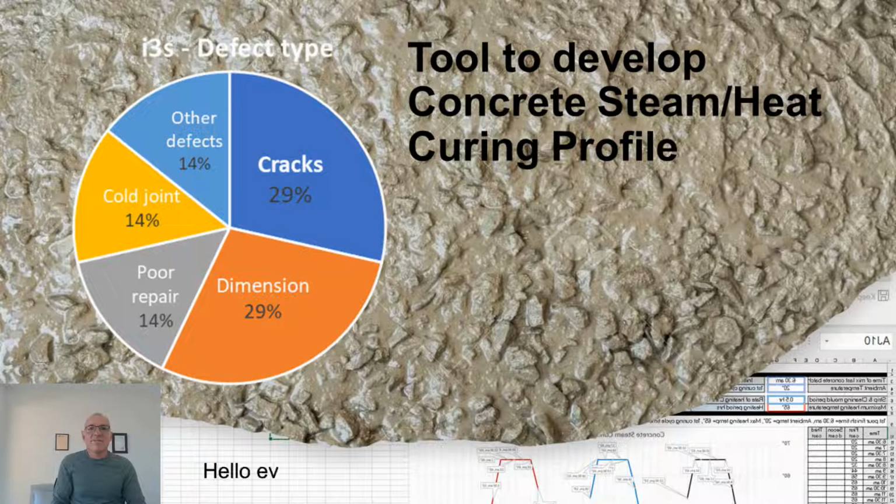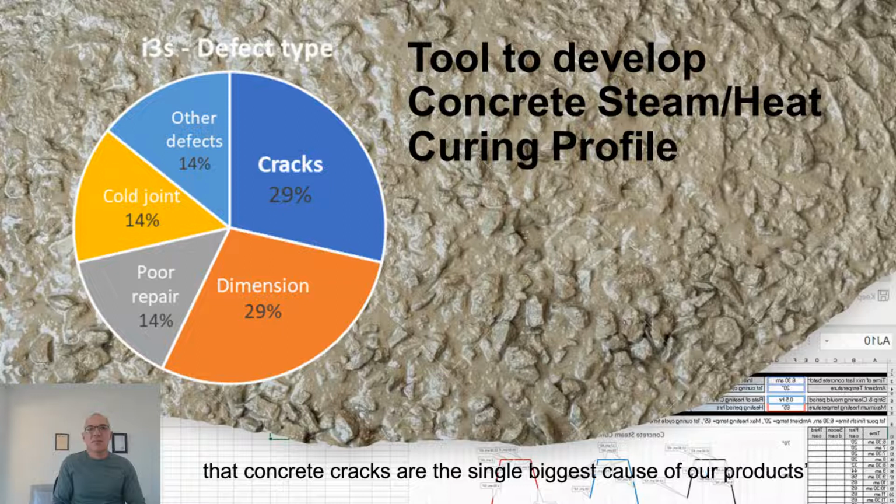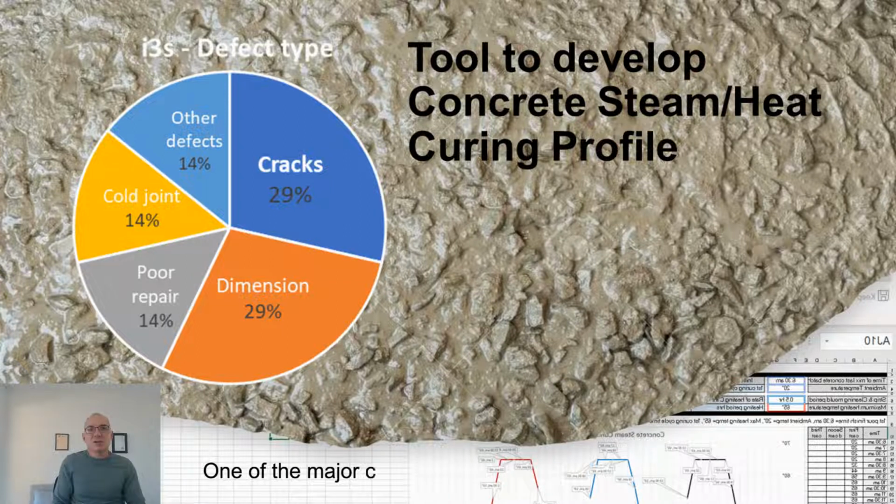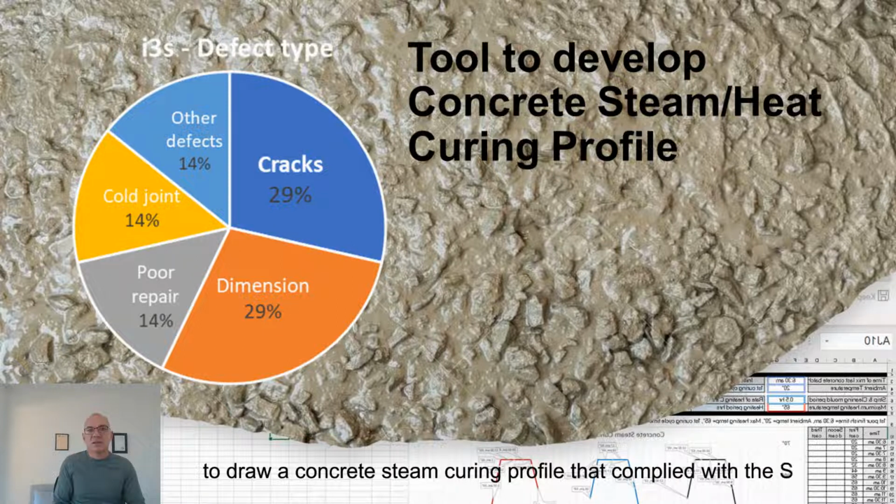Hello everyone. We all know from the i3 reports that concrete cracks are the single biggest cause of our product downgrades. One of the major causes of concrete cracks is the lack of concrete curing or applying the wrong steam curing profile. So I recorded this tutorial video to show factory managers how to use the application tool I developed to draw a concrete steam curing profile that complied with the standard.